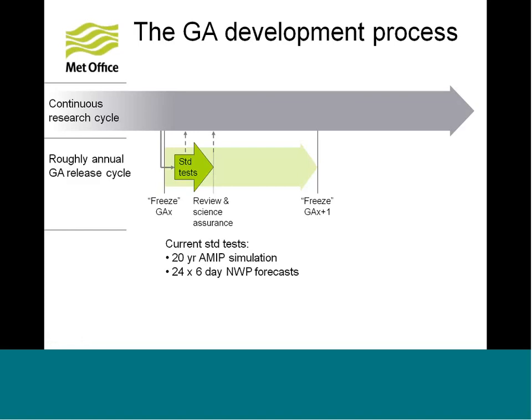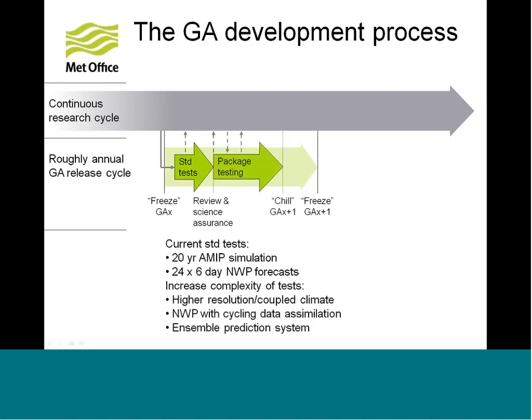That can either get to the point of the change being rejected because it causes some significant problem, to maybe some additional tests being run, so they might be asked to do some coupled runs or some runs with data assimilation if they think that's particularly important, or looking at runs at different resolution. Or it could just lead to the change being passed through to what we call package testing.